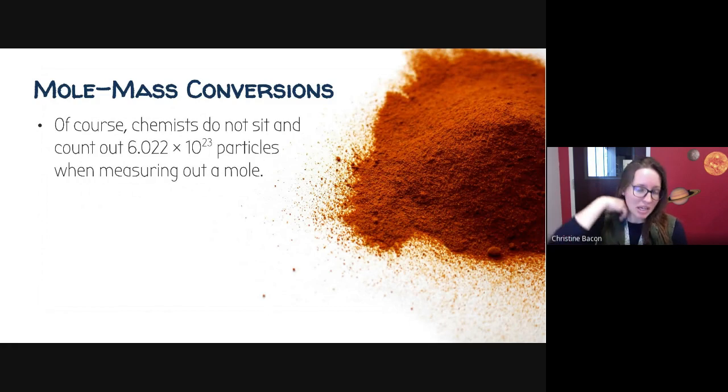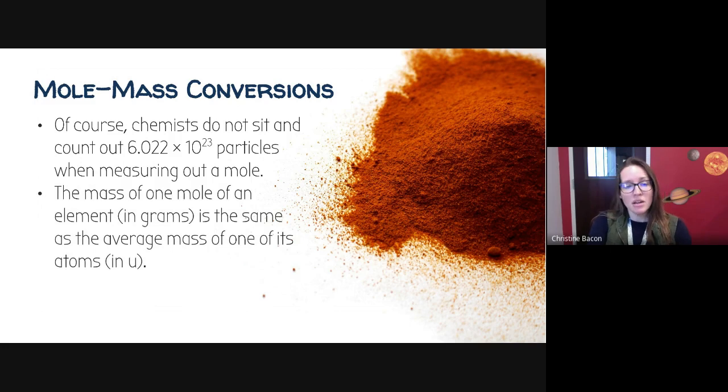So this comes in handy when you are trying to calculate how many atoms or molecules of something exist in a given quantity, right? Chemists don't sit and count that many particles. That would take a billion lifetimes. I think somebody actually did the math, and I don't think you'd ever be able to count out that many particles.